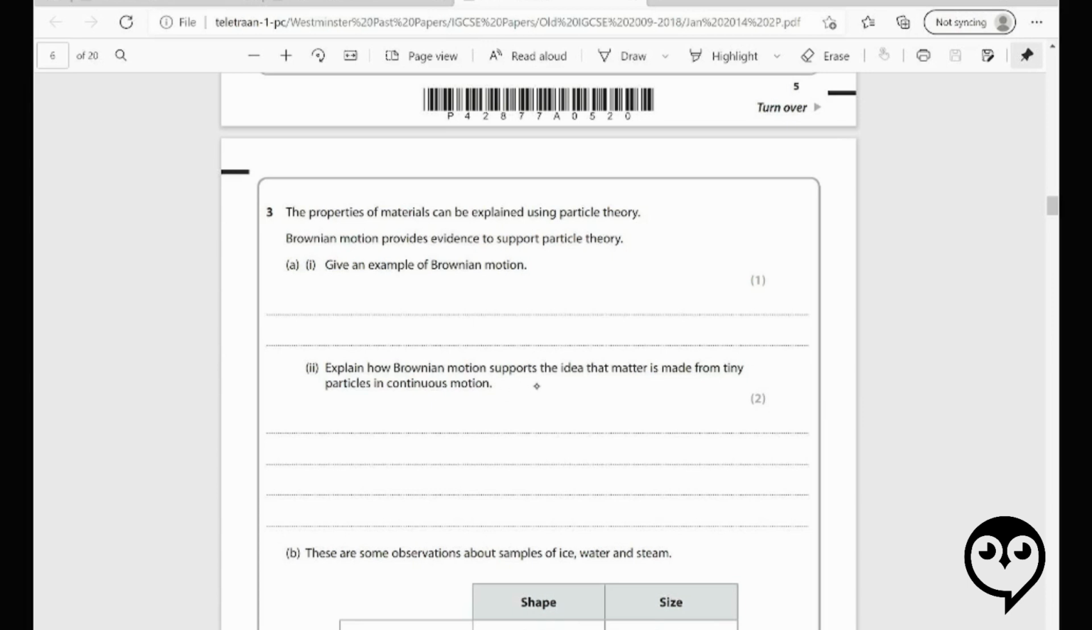How does Brownian motion support the idea that matter is made up of tiny particles in continuous motion? Well, we can kind of see these particles moving around. We can see that the pollen floating on the water, for example, is moving around.